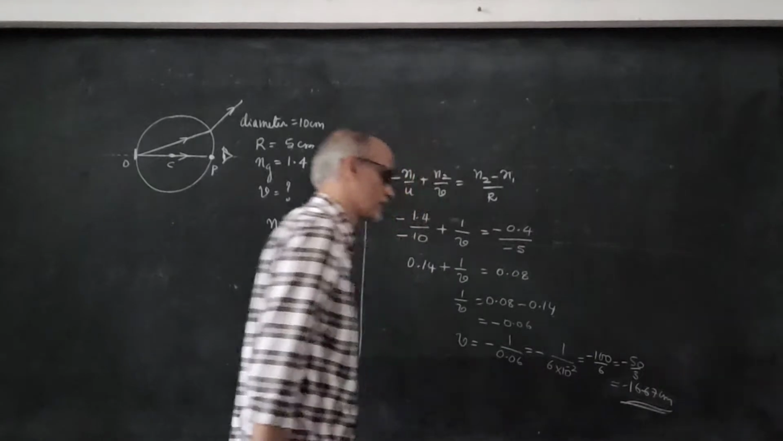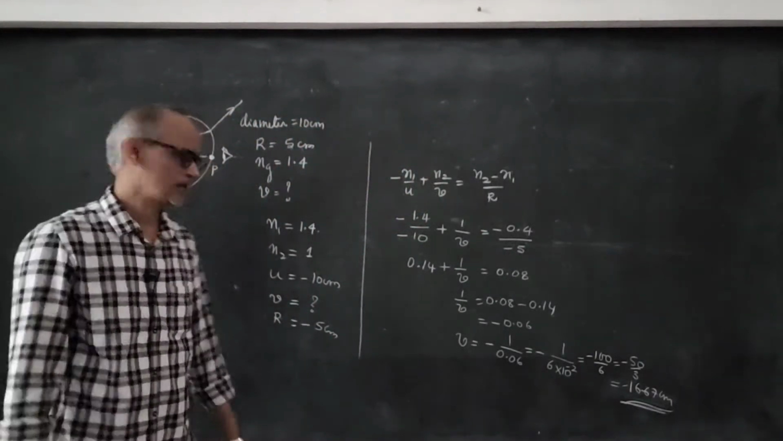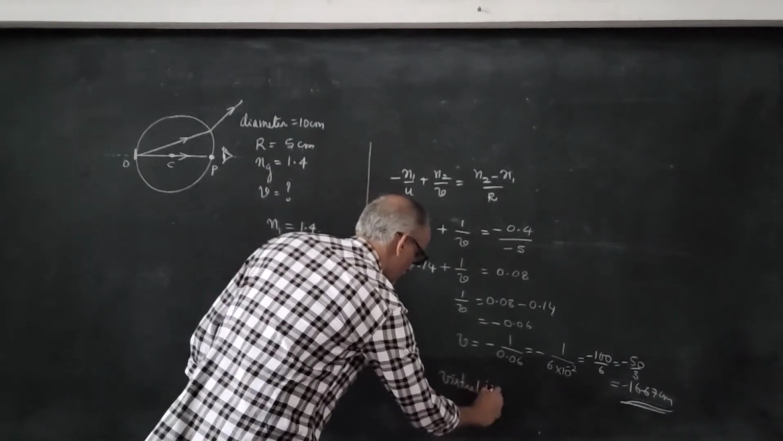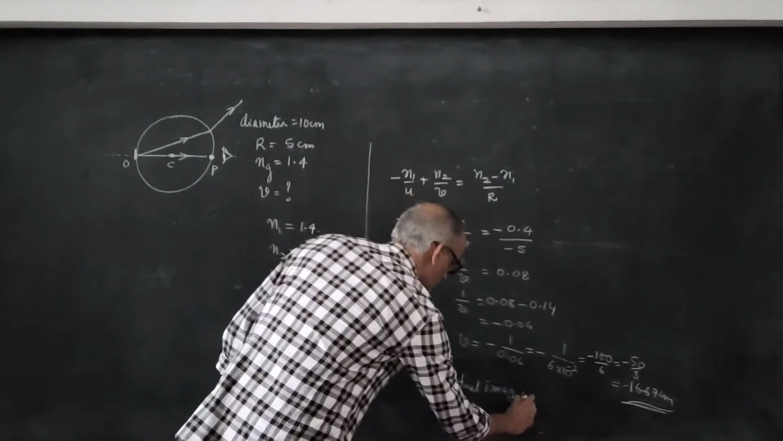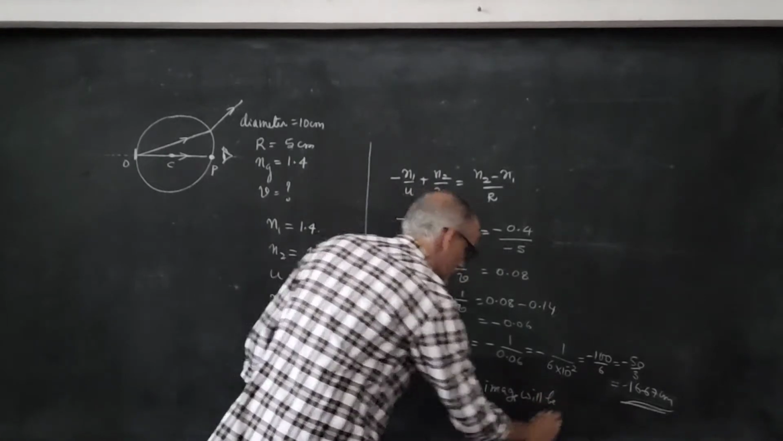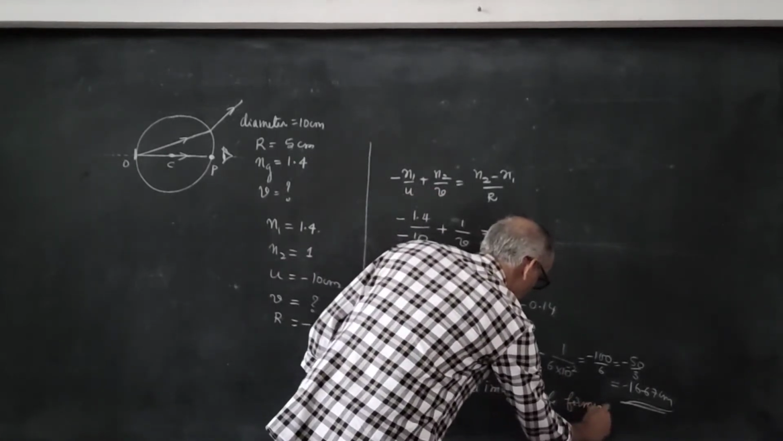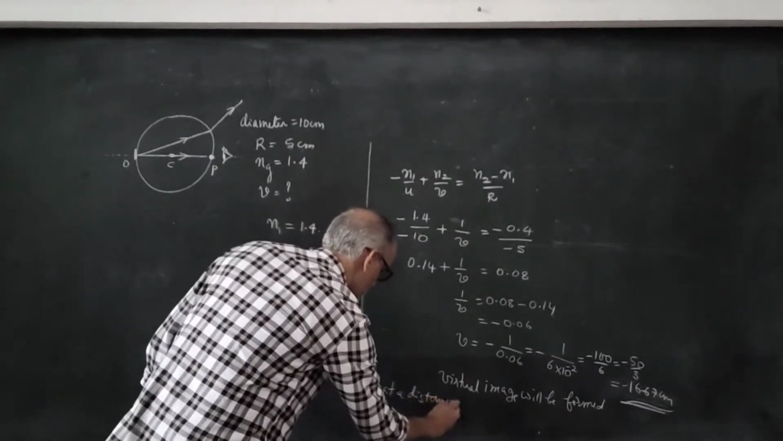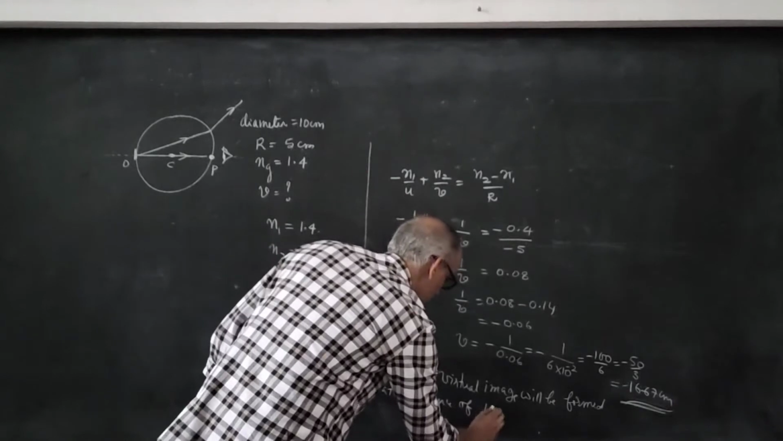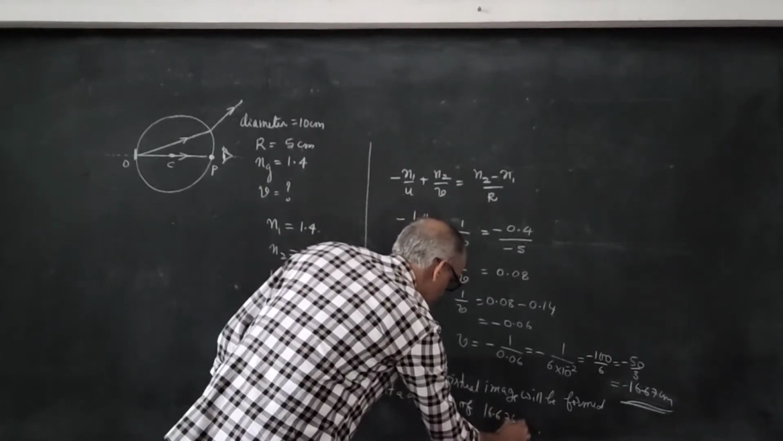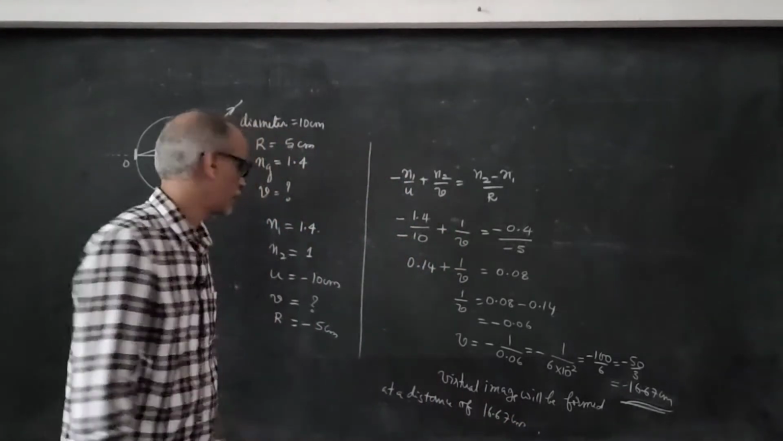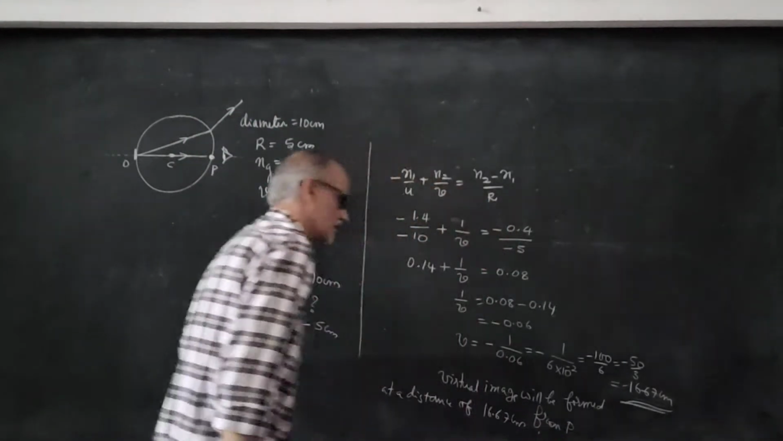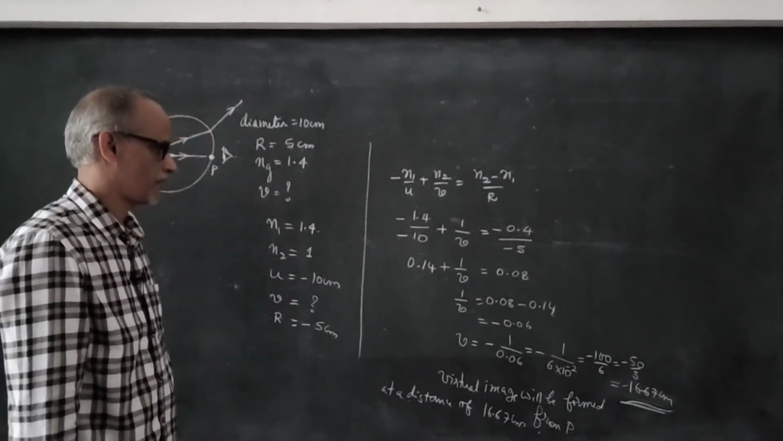So much centimeter. The negative sign indicates that the final image formed is a virtual image. A virtual image will be formed at a distance of 16.67 centimeter. We don't write the minus sign now. From P, from the pole. So that's how we get the image.